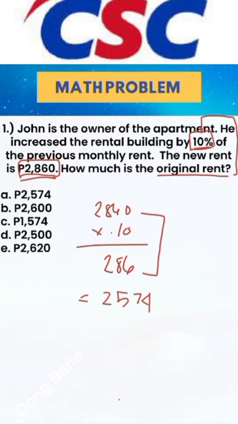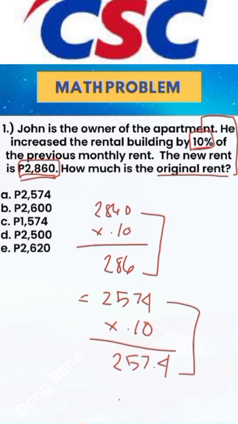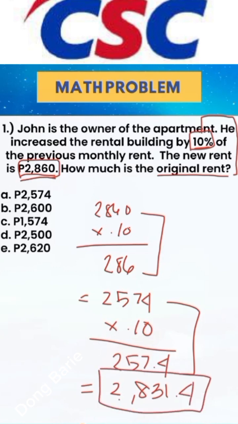Kung kinuha natin yung 10% niyan, okay, is 257.4. Pag pinag-add yan, magiging 2,831.4. Hindi siya tally doon sa new rent na 2,860. So, wag po ninyo iyong gagawin.